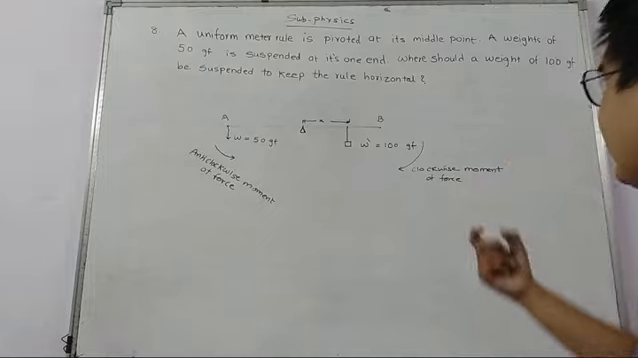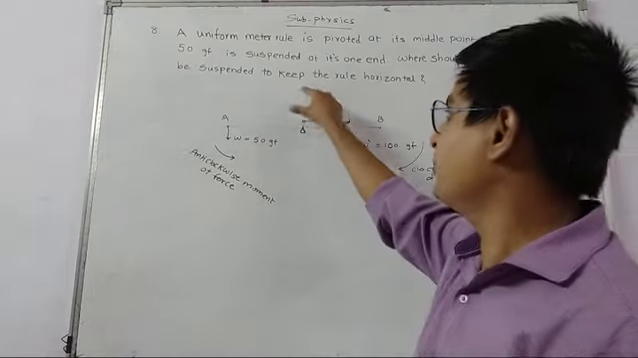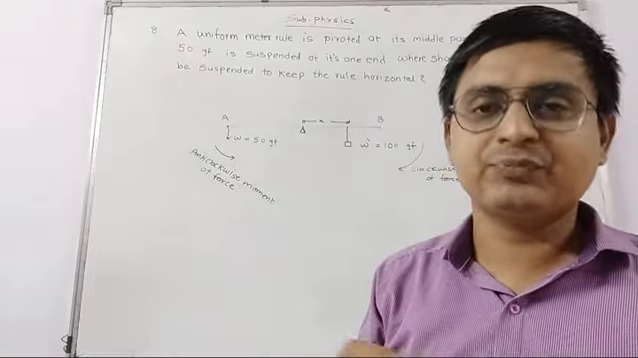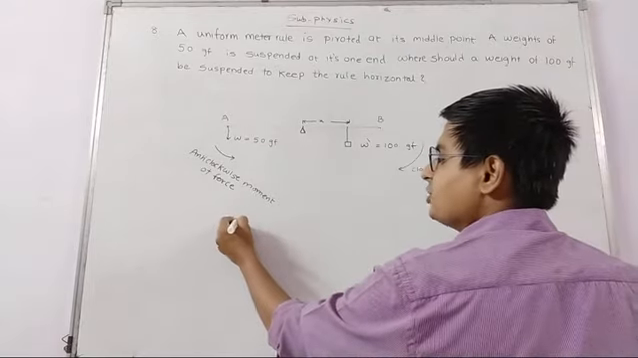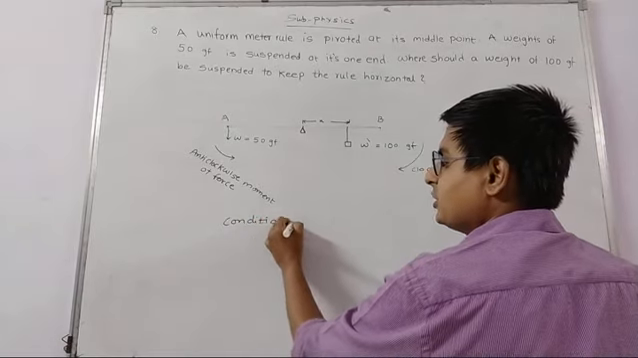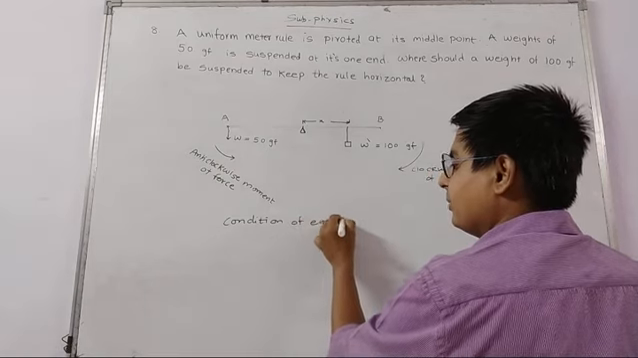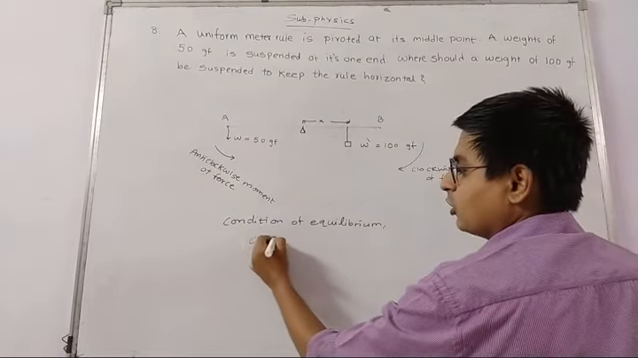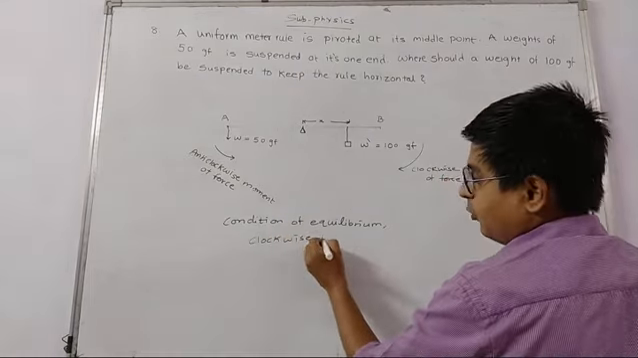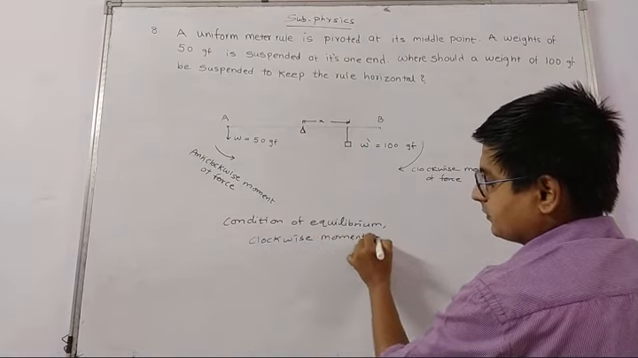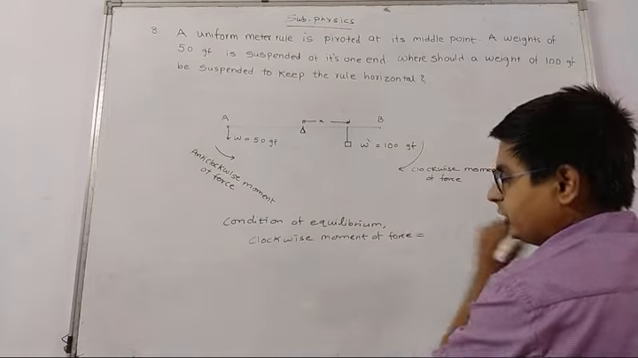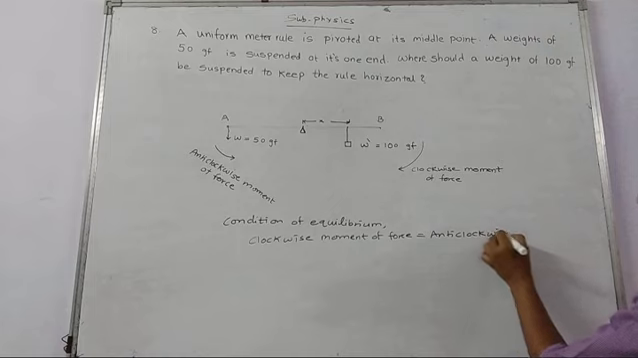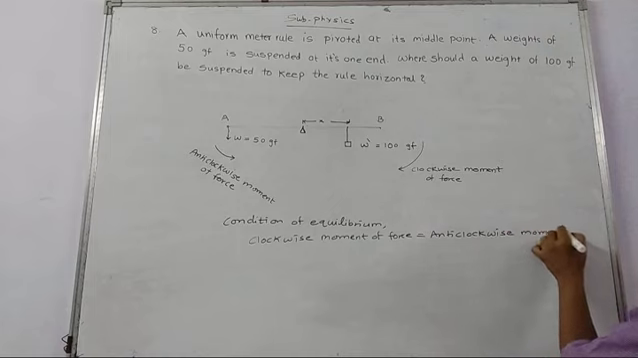Now what they are saying, where should the weight of 100 gf be suspended to keep the rule horizontal? Horizontal means the rule should be balanced, that means in equilibrium. So for the condition of equilibrium, that is balance condition, clockwise moment of force is equal to anti-clockwise moment of force.